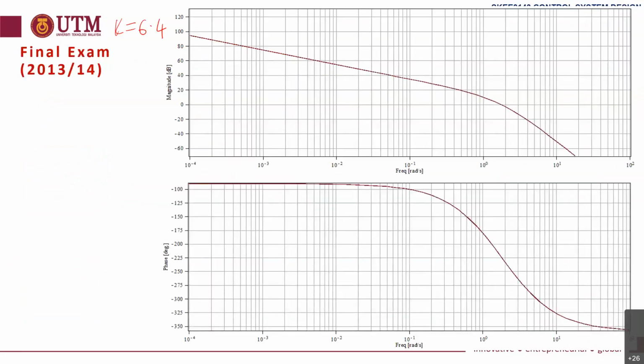Number two is asking us to find the static error constant. Anyone can help? How can we obtain the static error constant? Anyone? From the graph. It was also asked in the recent test. How can we obtain the static error constant?